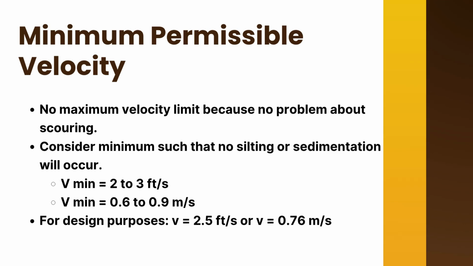Minimum velocity, between 2 to 3 feet per second. In metric, that's about 0.6 to 0.9 meters per second. For practical design, we often use 2.5 feet per second, or 0.76 meters per second. This ensures that water keeps moving fast enough to carry sediment along and keep the channel clean.